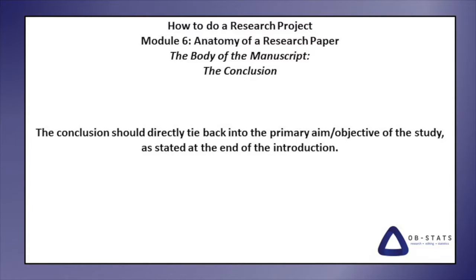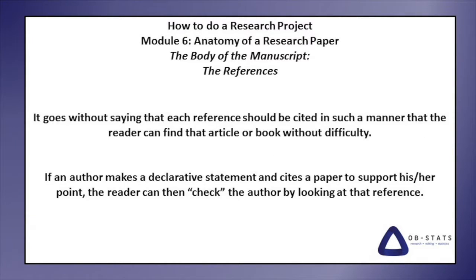The conclusion should tie directly back into the primary aim or objective of the study, as stated at the end of the introduction. Following the body of the text of the research paper are the collected references cited throughout the research paper. It goes without saying that each reference should be cited in such a manner that the reader can find that article or book without difficulty. If an author makes a declarative statement and cites a paper to support his or her point, the reader can then check the author by looking at that reference.